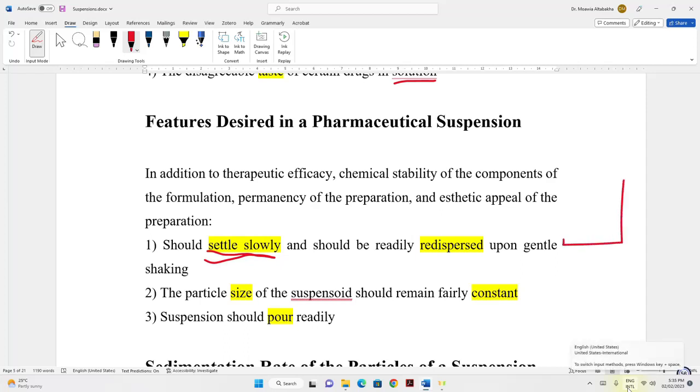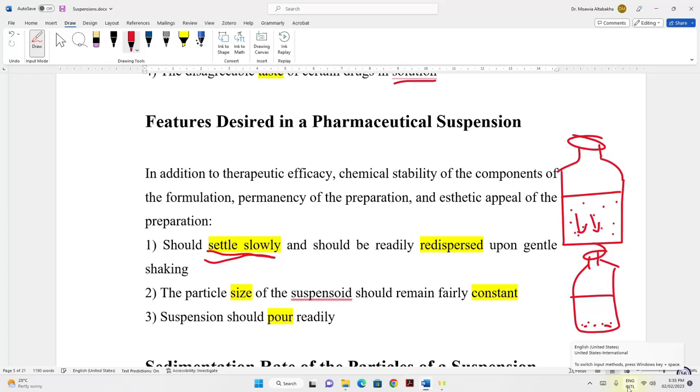If you have the particles in the vehicle, and these particles settle quickly, so you have this now, let's say this is the bottle. If they settle quickly, what is going to happen? You will have this sediment and the vehicle here, and it doesn't look nice. So what you like to see is particles settling slowly but being easily redispersed upon gentle shaking.